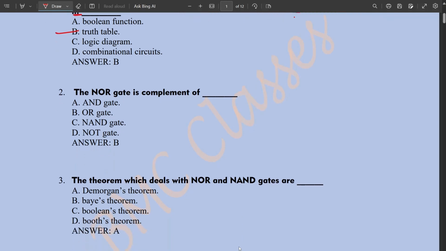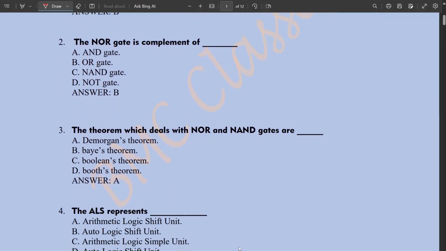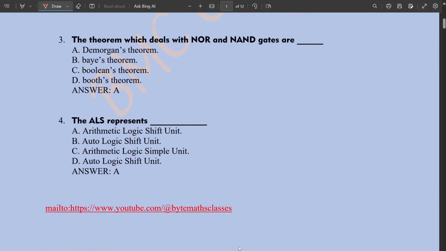Next, the NOR gate is the complement of the OR gate. You see. Next, the theorem which deals with NOR and NAND gates is De Morgan's theorem. Option A is correct.